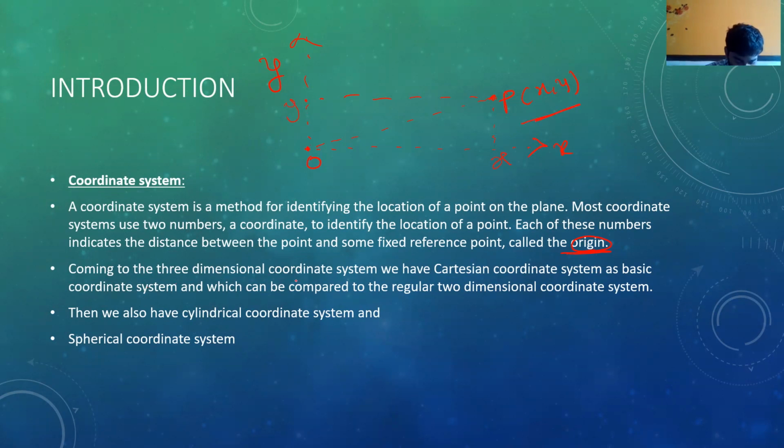Coming to the three-dimensional coordinate systems, we have the Cartesian coordinate system as the basic coordinate system, which can be compared to the regular two-dimensional coordinate system. Then we have the cylindrical coordinate system and the spherical coordinate system. The basic two-dimensional Cartesian coordinate system has x-axis and y-axis for reference. When going to the three-dimensional system, we have more axes.